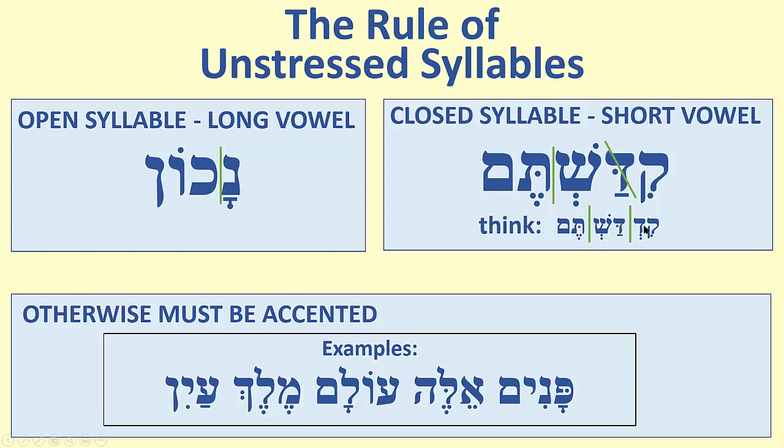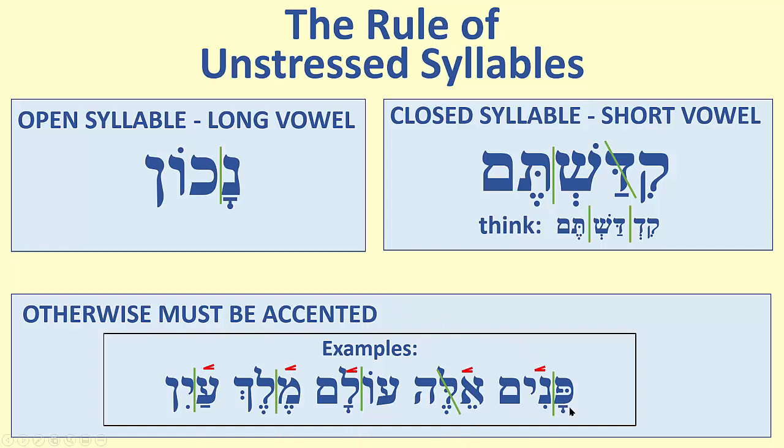It's grammatically doubled. Okay, so the question then becomes, if this is the rule of unstressed syllables, then what happens if a syllable breaks the rule? I mean, what if you have an open syllable with a short vowel, or a closed syllable with a long vowel? Well, if it doesn't follow the rule of unstressed syllables, then it must be the accented syllable. Let me show you.